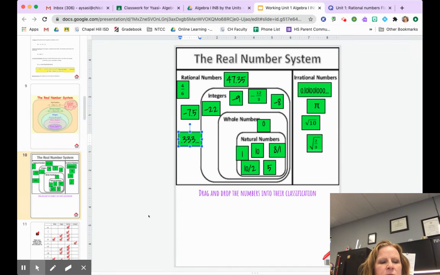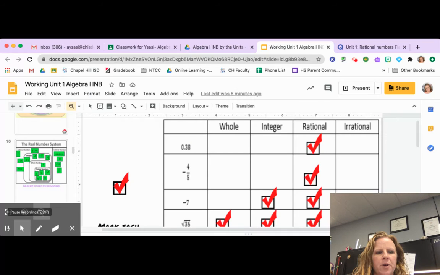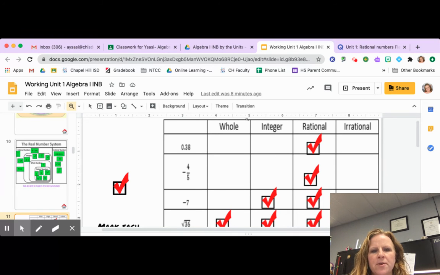Now I want you to do slide 11, if you haven't already done that. So I'm going to pause the video so you can do slide 11. I started it. Okay, so you should have already finished this, or you should be working on it right now. So I'm going to go over the first 4. So 38, what is that? Tens, hundredths, 38 hundredths is rational.